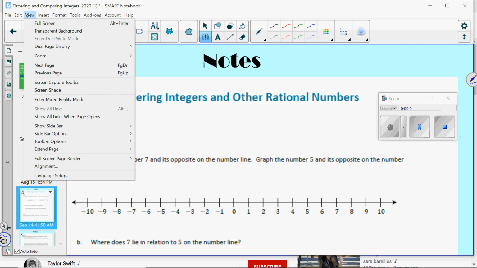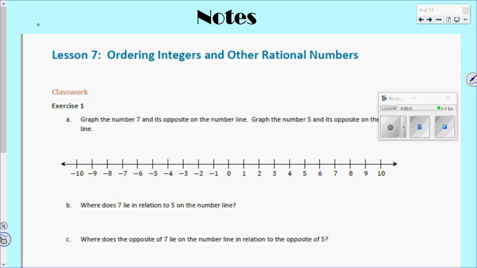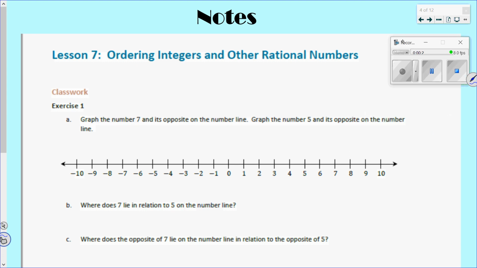Today what we're going to talk about, guys, is ordering integers and other rational numbers. So basically we're going to say, how do I put a number in order in comparison to other numbers? We're going to start with a little thought exercise, and it's going to start by graphing a few different numbers. So let's graph the number 7 and its opposite on the number line.